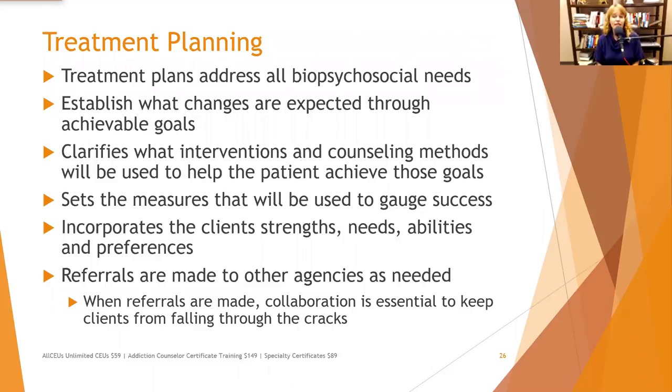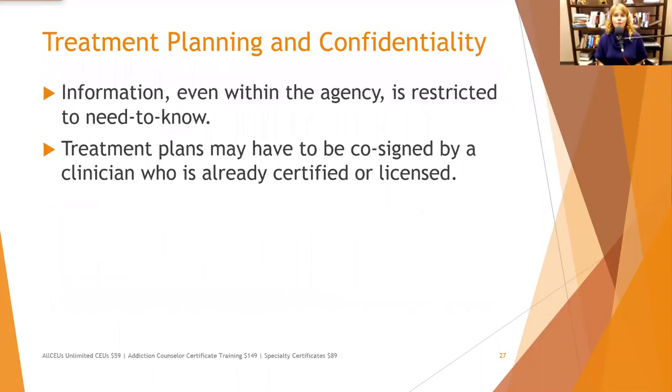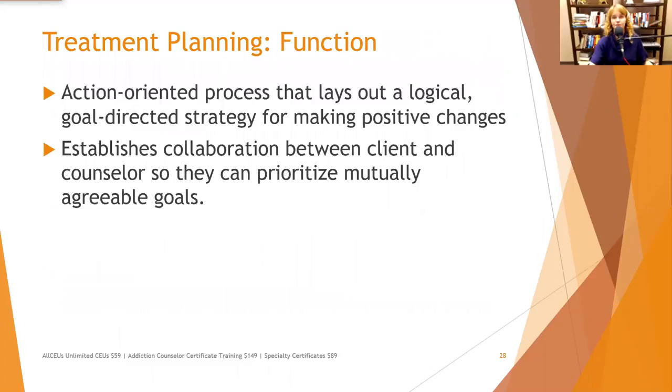When referrals are made, collaboration is essential to keep clients from falling through the cracks. So treatment planning is going to identify, client will get enrolled for Medicaid. Well, you're probably not going to do that. So you're going to identify who the client is going to see at whatever office they've got to go to in order to get enrolled in Medicaid. But that's going to be part of the treatment plan. Information, even within the agency, is restricted to need to know. And treatment plans may have to be co-signed by a clinician who is already certified or licensed.